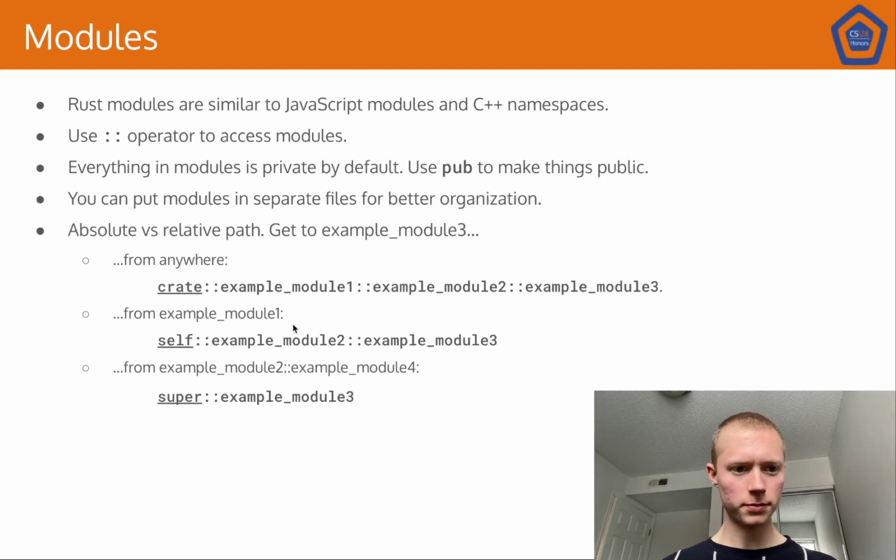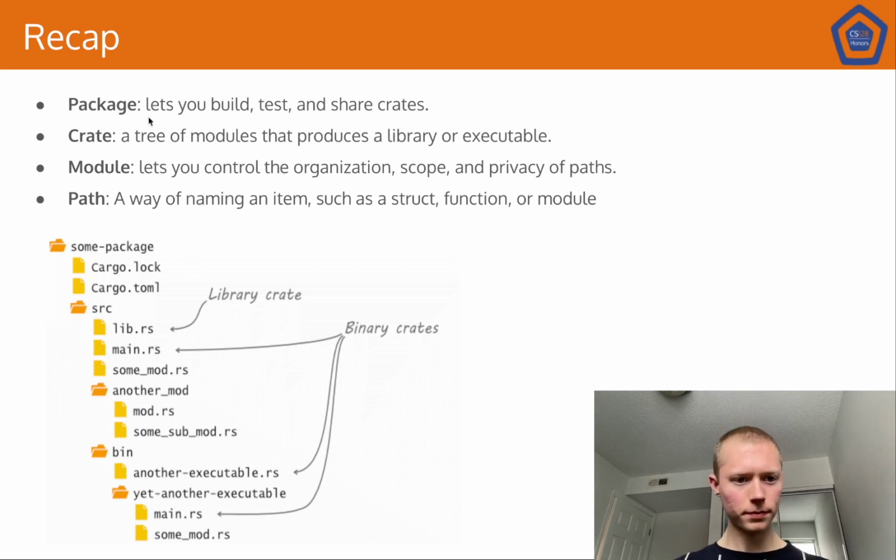That's basically modules. So to recap all of that, a package is the container. It lets you build, test, and share crates. A crate is a small thing that's a tree of modules that's used to produce a library or an executable that you run. A module is something inside of crates that's used for controlling organization, scope, and privacy with the public or pub keyword. And the path is what I was talking about, the absolute versus relative, self, super, and crate. Just useful for naming things to be specific about what you're trying to use.